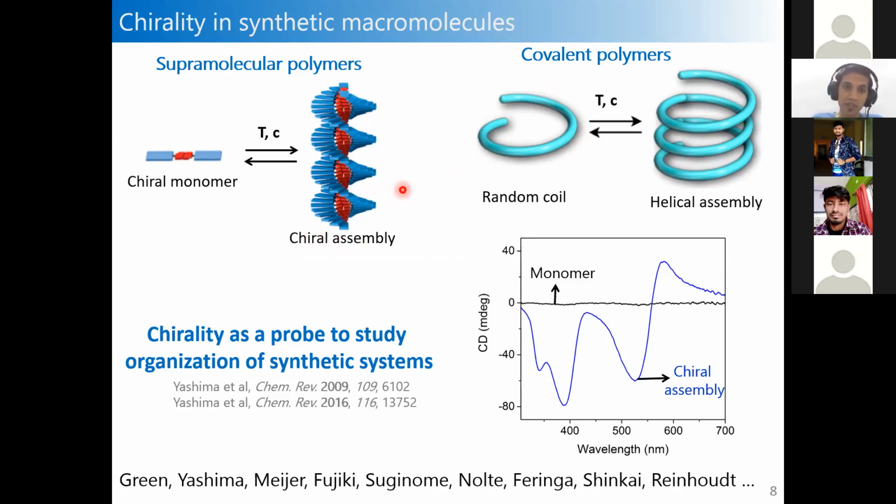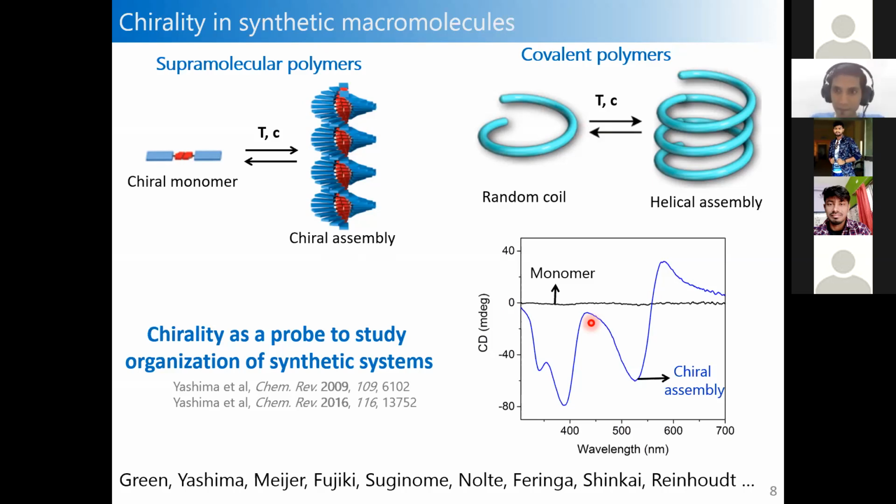However, the moment you go to one of these chiral polymers, that is either a supramolecular polymer or a helical covalent polymer, then you have a preferred handedness, either the right-handed or the left-handed conformation. And that absorbs the incoming circularly polarized light, giving rise to this blue trace which you see here, which is an indication of the chiral assembly. Is everyone with me on this?